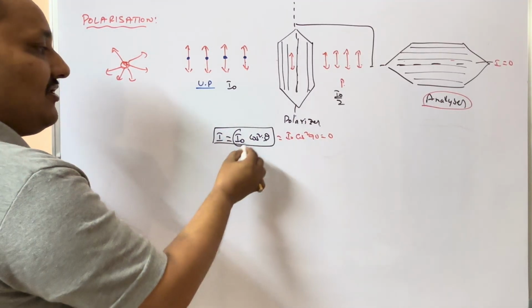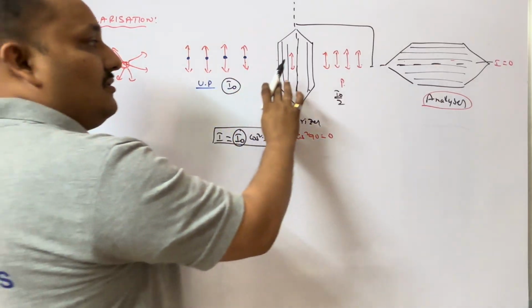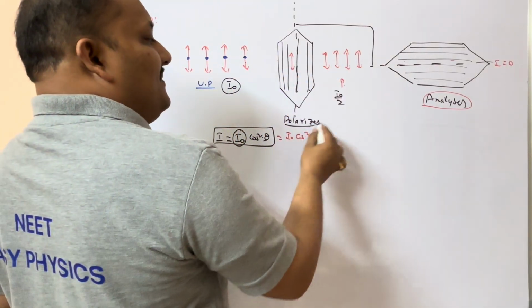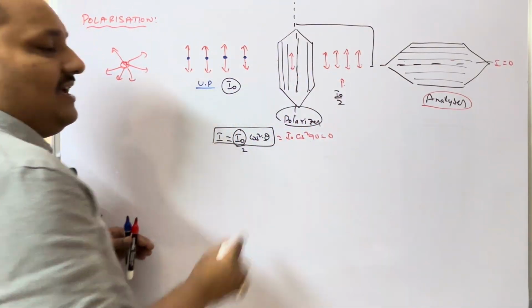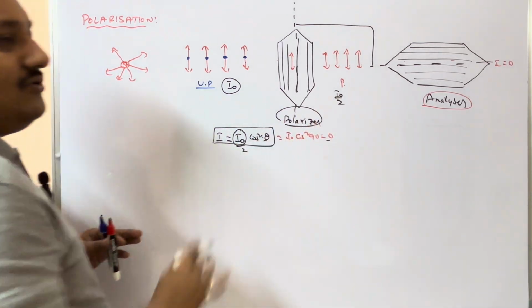Now, what is I naught here? Generally, you should not take this I naught. The intensity which is coming from the polarizer, that is I naught by 2, we should take. Therefore, here you got 0, so no problem.